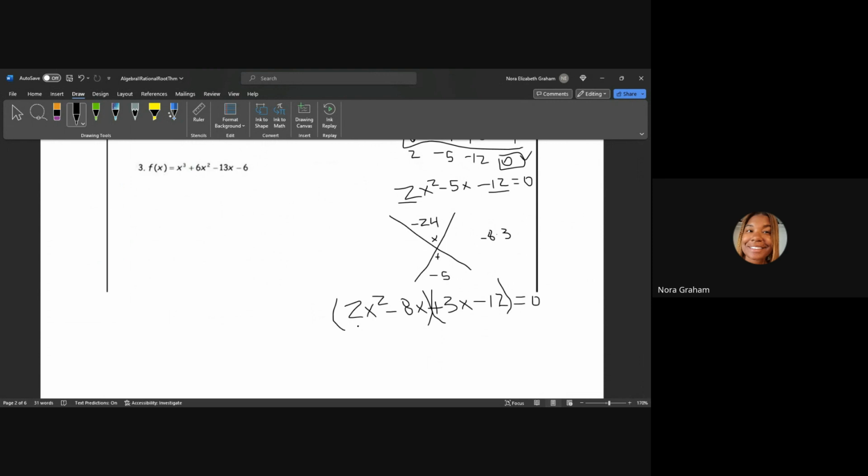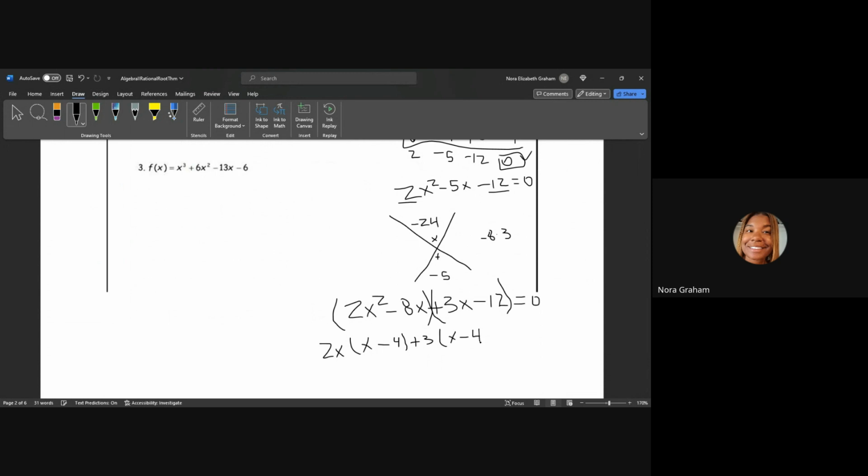So now I'm going to pull out my greatest common factor. So I have 2x. It's my greatest common factor. What's left over is x minus 4. And I pull out my greatest common factor for my second binomial right here, which is plus 3. And then what's left over is x minus 4.